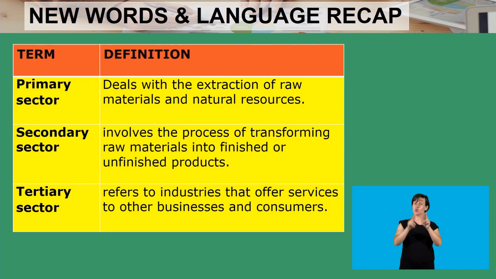Let us look at the new words and language recap, the new words that cropped up during our lesson. The term primary sector, we saw it, and the definition says it deals with the extraction of raw materials and natural resources. Moving on to the second term, which was secondary sector, it involves the process of transforming raw materials into finished or unfinished products. Another term was tertiary sector, which refers to industries that offer services to other businesses and consumers.